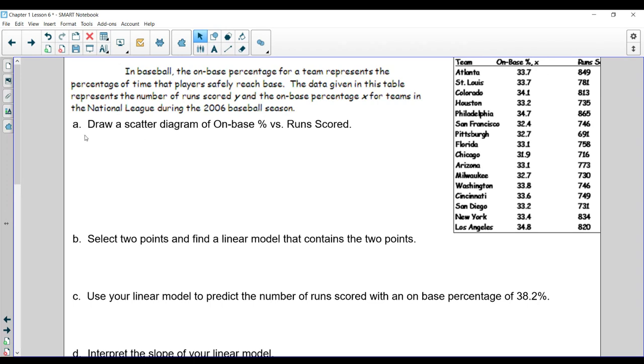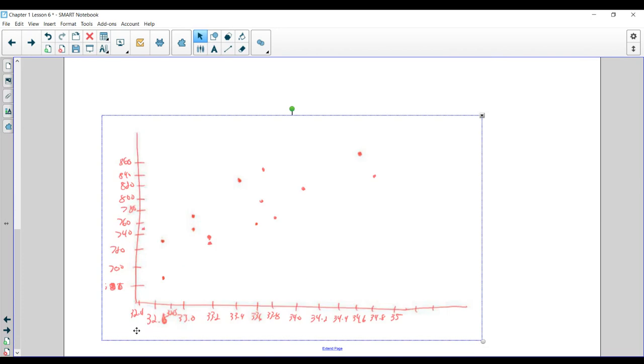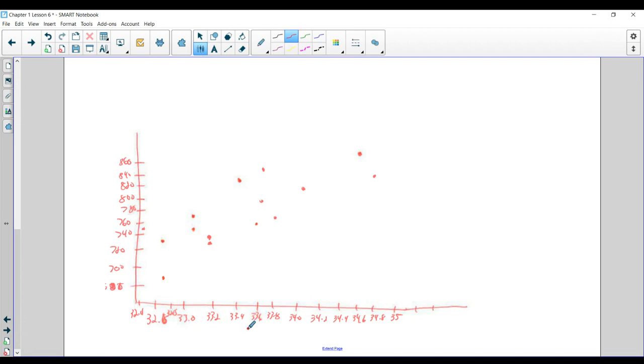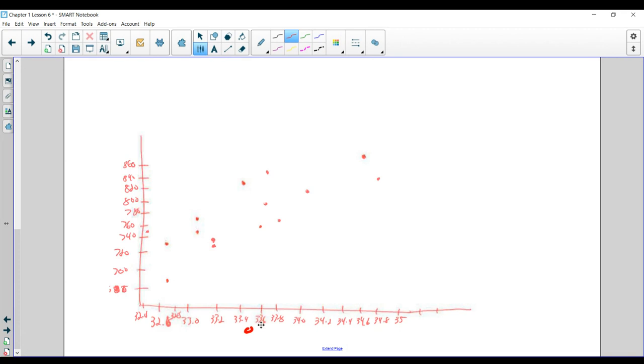All right, so the first thing that you're asked to do is to draw a scatter diagram of on-base percentage versus runs scored. So I did that already. I drew that down here. Okay, so on the bottom here, this is on-base percentage. I should label that. On-base percentage. Over here is going to be runs scored.